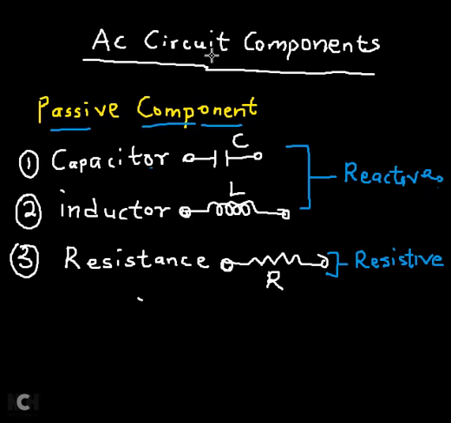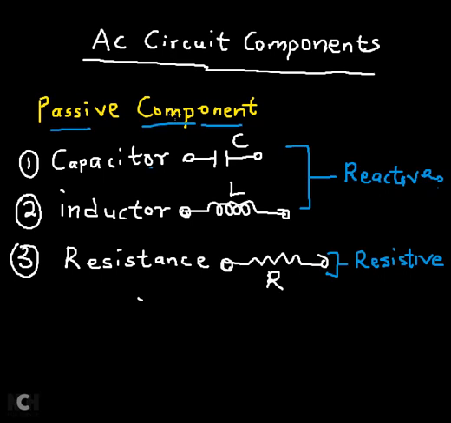Alternating current circuit components. The components we're going to be looking at are passive components. A passive component is simply a component that acts as a load in a circuit. They don't provide any form of amplification; they don't amplify voltage. Anytime you supply voltage to them, they will act as a load to that particular voltage.